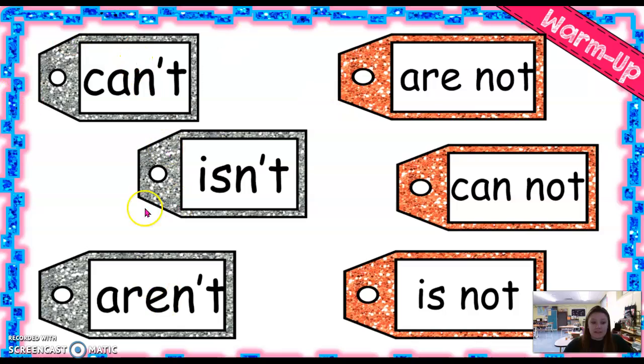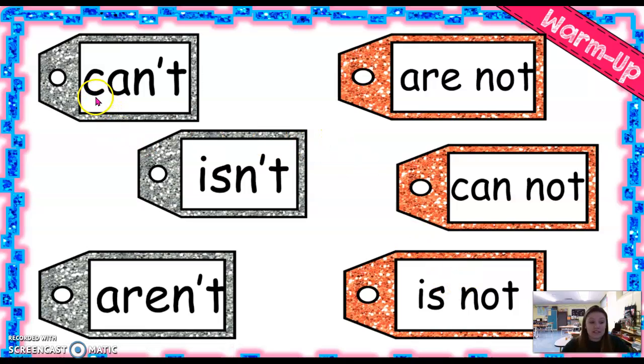Now let's match the word pair to the correct contraction that it fits with. We have silver tags and orange tags. Each silver tag has an orange match. The first one says can't. What two words make up the contraction for can't? Is it are not, cannot, or is not?